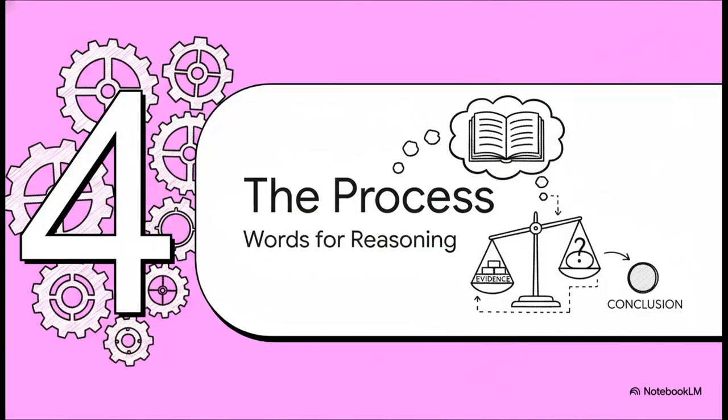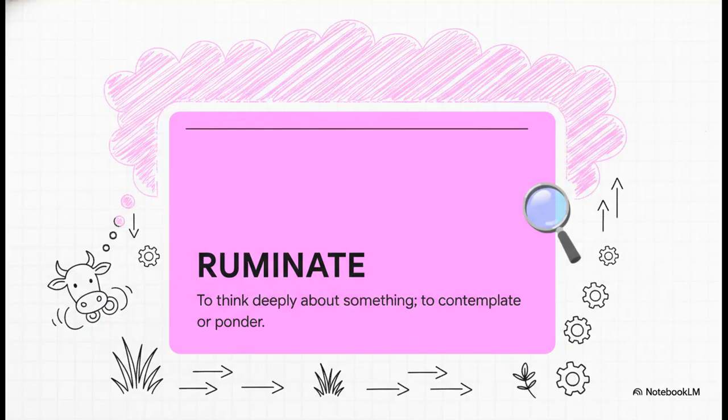And that brings us to our final step, looking at the process of putting it all together. These last few words are all about the mental tools we use for reasoning our way to a solid conclusion. To ruminate is to think deeply about something for a long time. I love this word because it actually comes from the way a cow chews its cud, just turning something over and over and over again to fully digest it. It's the perfect word for that kind of deep, slow burn thinking.